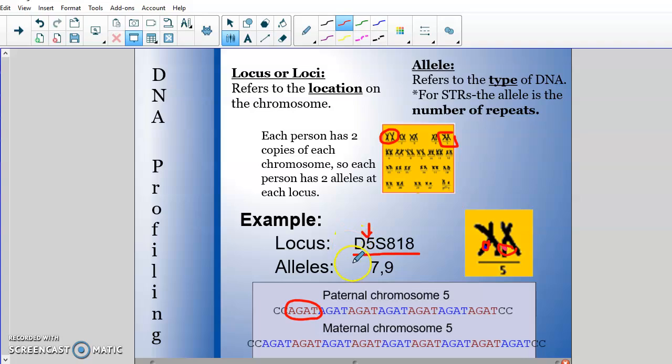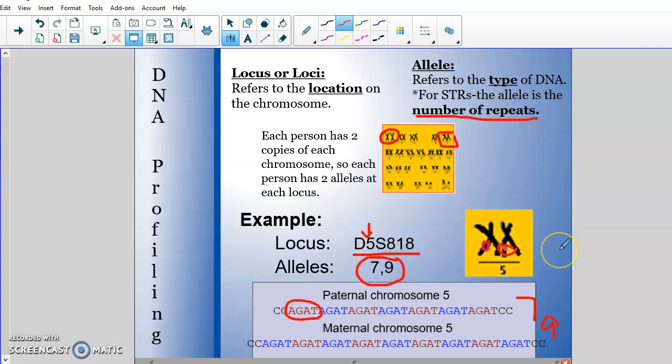And then the alleles refer to the type of DNA, and in this case, your alleles are your number of repeats, how many repeats you have. So for this one, for chromosome 5, this person had 1, 2, 3, 4, 5, 6, 7 repeats on this one. And then 1, 2, 3, 4, 5, 6, 7, 8, 9 repeats on this one. So their alleles for this locus would be 7, 9, right?